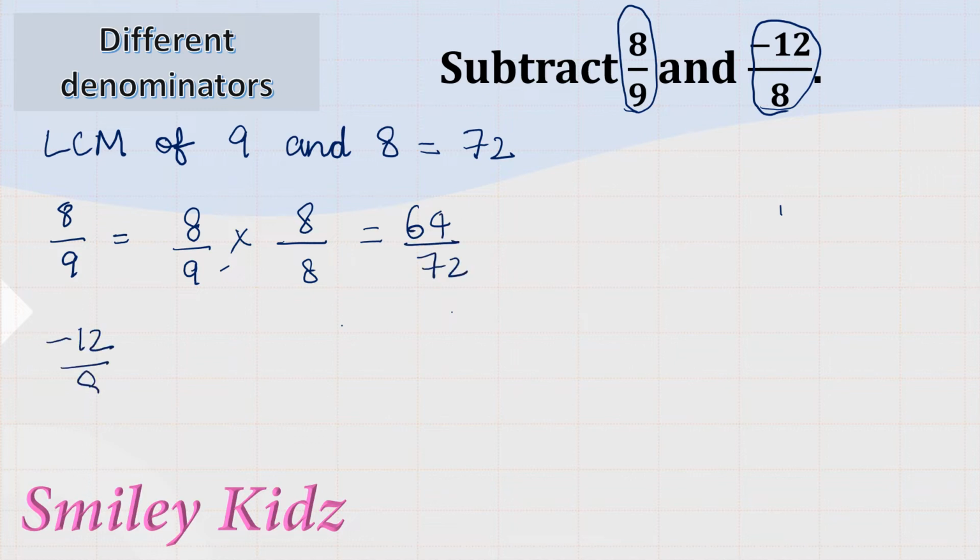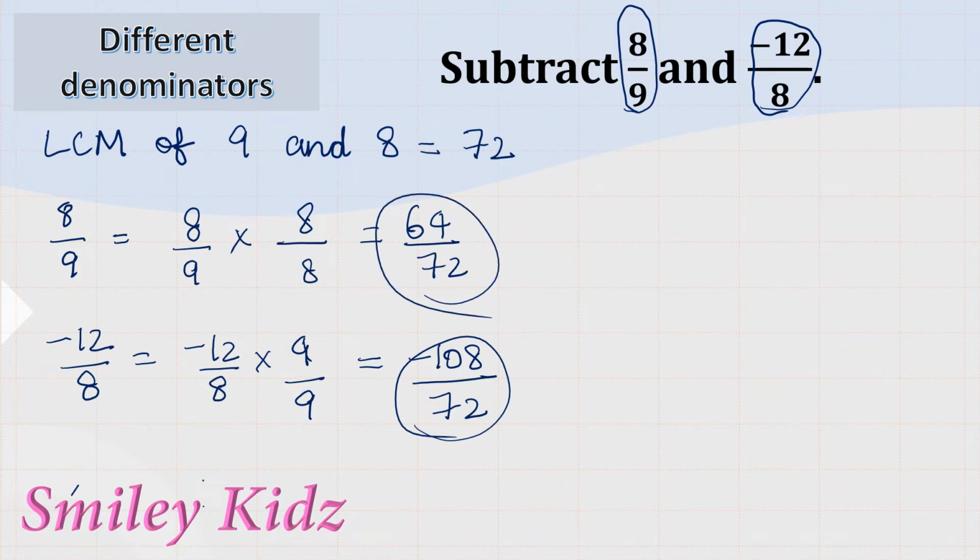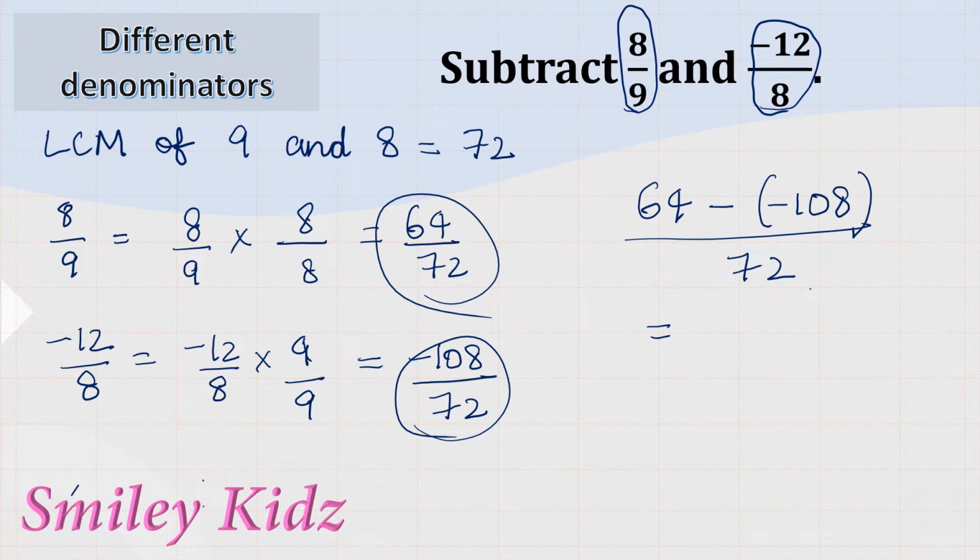Minus 12 by 8 is equal to minus 12 by 8 multiplied by 9 by 9, which is equal to minus 108 by 72. Here we go. We got the same denominators. So let's simply subtract the numerators. 64 minus 108 by 72, which will be equal to minus 172 by 72.